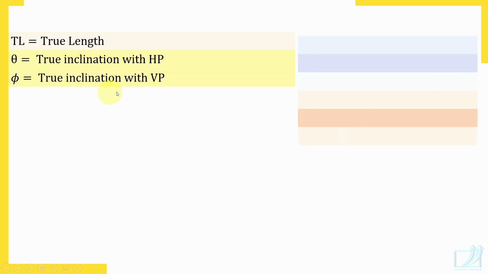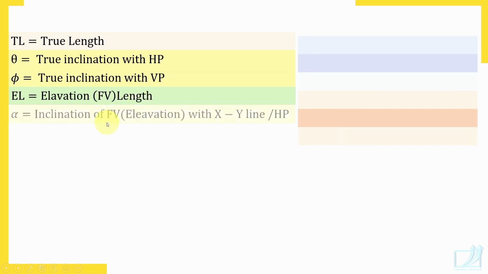So TL is true length. Theta is true inclination of line with HP. Phi is true inclination of line with VP. EL is elevation length, means front view length. Elevation is alternative term for front view. So EL is front view length. Alpha is inclination of front view with XY line or with HP, that is one and the same. So alpha is a notation used for angle made by front view with XY line.